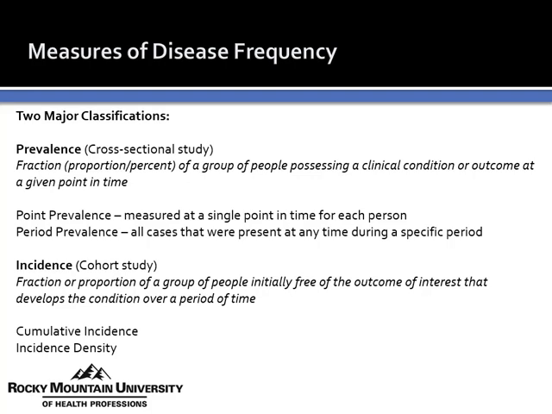So prevalence, these are those cross-sectional studies, predominantly cross-sectional. And what you're looking at is there is a fraction or some percentage of a group of people possessing a clinical condition or outcome at a given point in time. Now, point prevalence, this is the prevalence which is measured at a single point in time for each person.